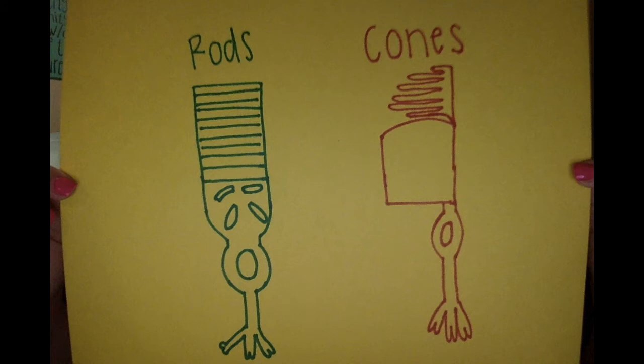Okay, so rods help us to see light, while cones help us to see color. In this video, though, we're just going to be talking about the rods. The rods convert light and energy into neural impulses, which helps the brain to make sense of what it sees.